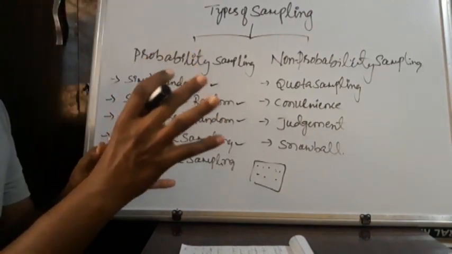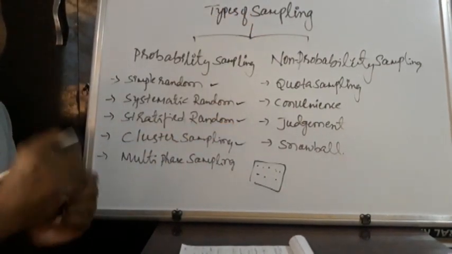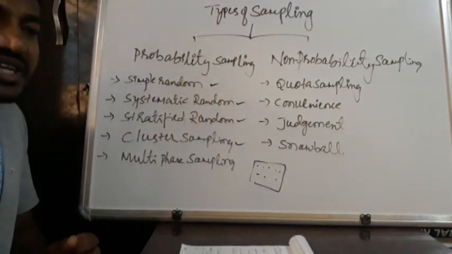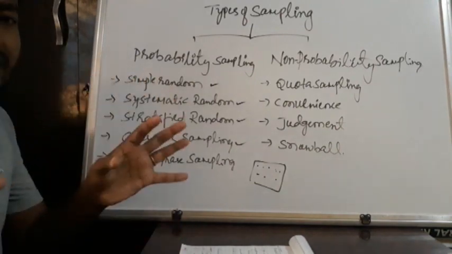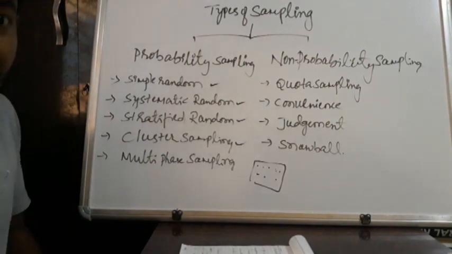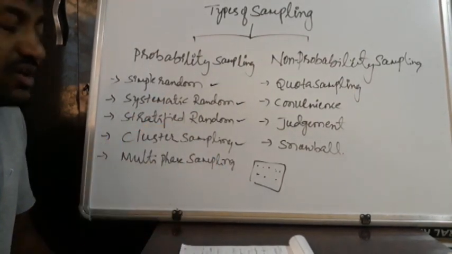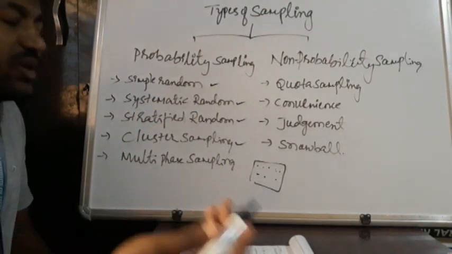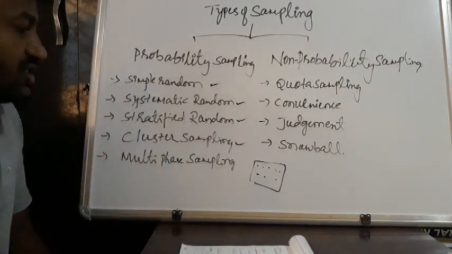You create a cluster out of it. You take the samples from this cluster, and from South Karnataka and North Karnataka. Like that, you make a cluster and get the samples out of it. That is called cluster sampling. That is also quite unbiased sampling, which you can use for your research study.